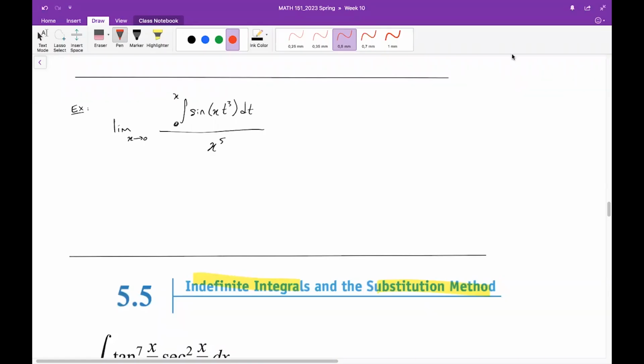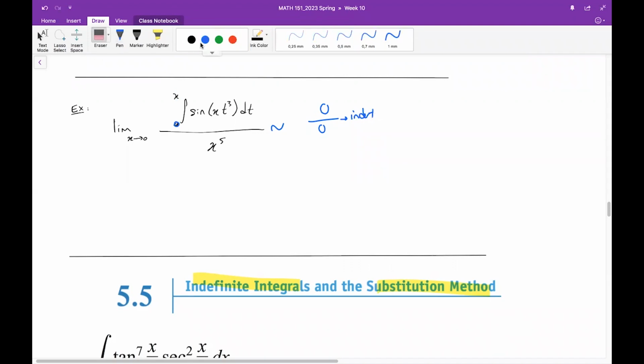Hi everyone, this is the second part and we will continue with this example, which is again about the fundamental theorem of calculus part 1. So let's see what kind of limit this is. If you insert 0 here, then you are taking the integral from 0 to 0, which is 0, right? And in the denominator, you have another 0.